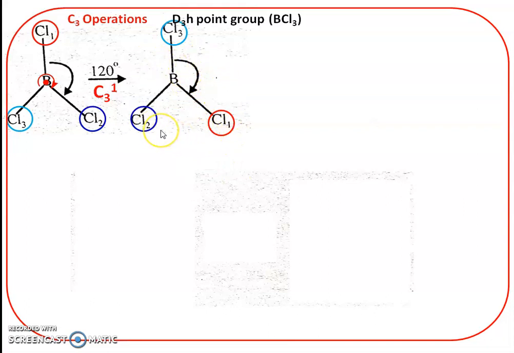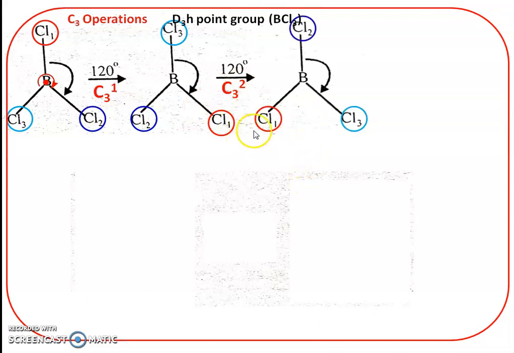We get an equivalent structure. Chlorine 1 shifted to chlorine 2, chlorine 2 shifted to chlorine 3, and chlorine 3 is shifted to chlorine 1. This is the equivalent structure. Now consider a second rotation through 120 degrees. This is the C32 operation. Again we get an equivalent structure. Just the positions of the three chlorine atoms interchange, and we get an equivalent structure. This is the second operation, that is C32.